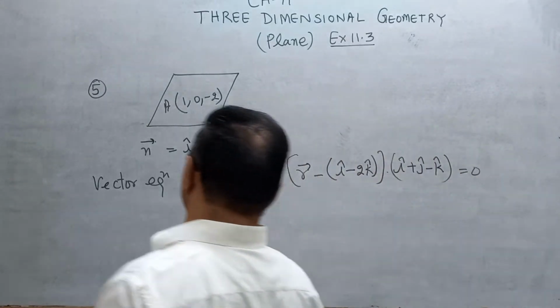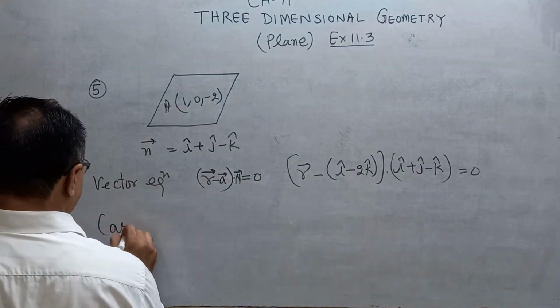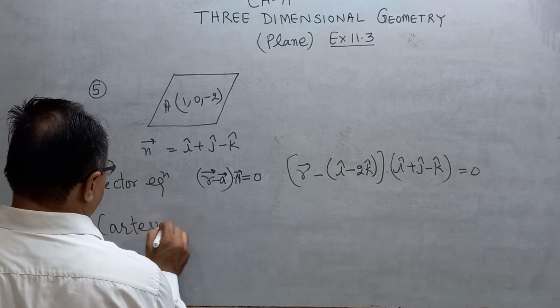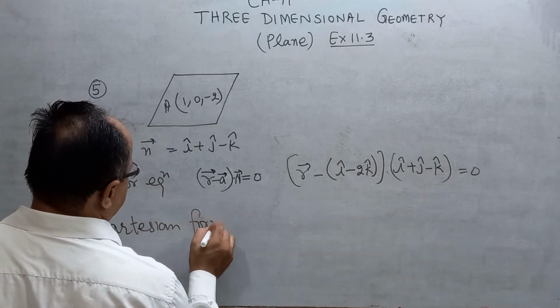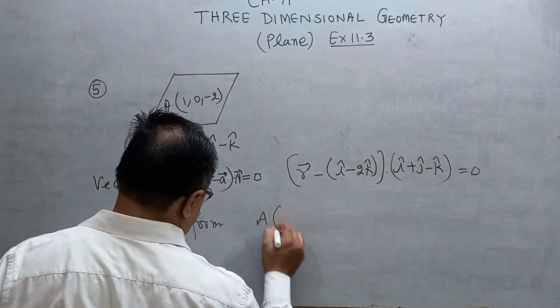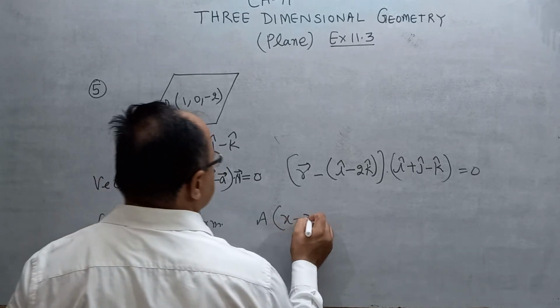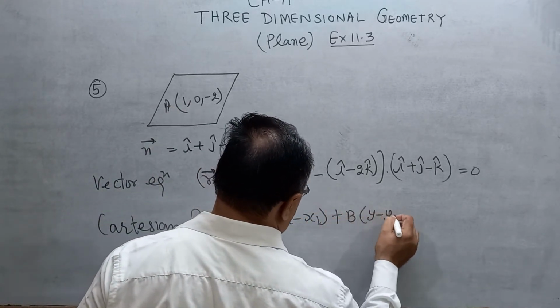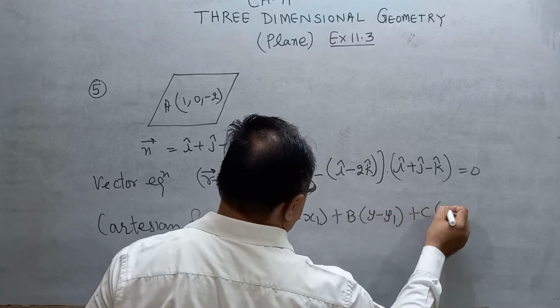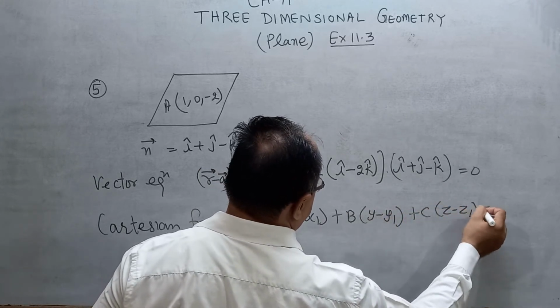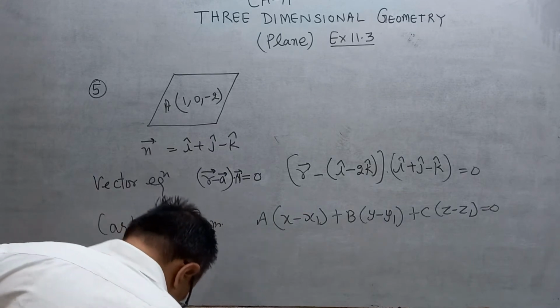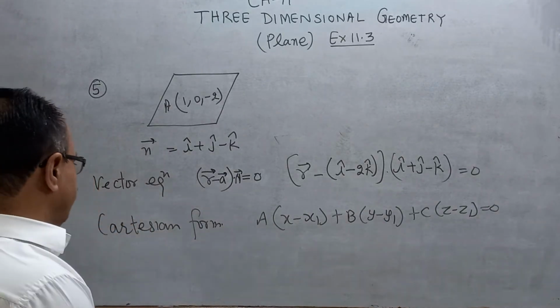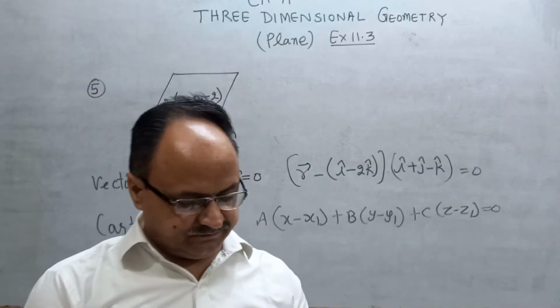Now the Cartesian form. The formula is a(x minus x1) plus b(y minus y1) plus c(z minus z1) is equal to 0. Clear? This is the formula for the Cartesian equation.